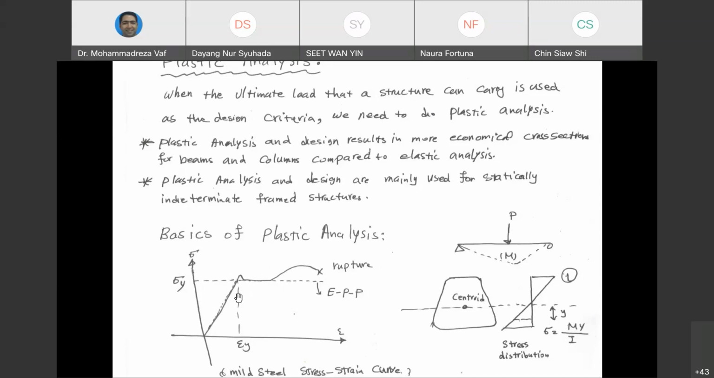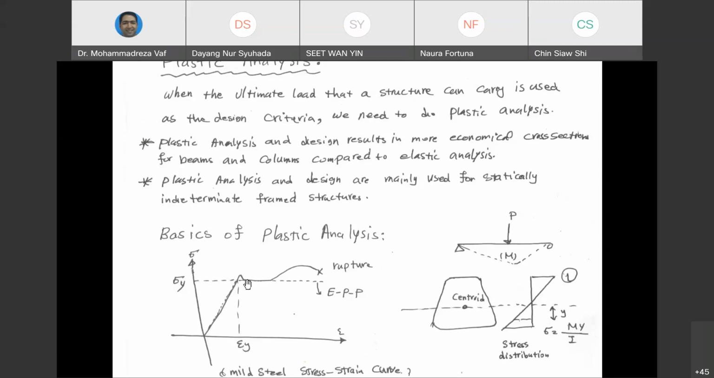Until now, the techniques that you have learned so far work on the elastic part of this curve, meaning where the stress and strain have a linear relationship. So moment distribution, slope deflection, and the force method are all valid for the elastic part of this curve. However, structural elements, especially steel material, can tolerate much more than this elastic range and can reach higher stress.